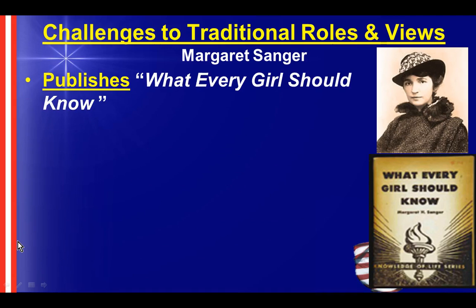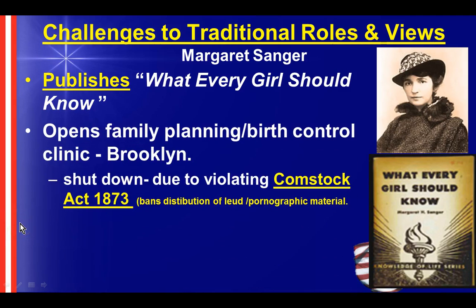And one of the significant names of the 1920s that's important to know is a gal by the name of Margaret Sanger. In 1916, she published a book called What Every Girl Needs to Know. It becomes kind of a little blue book for girls in terms of growing up, and what you need to know as a woman about your body and what's going on with your growth and things like that. And in the 1920s, she opens up a family planning and birth control clinic in Brooklyn.